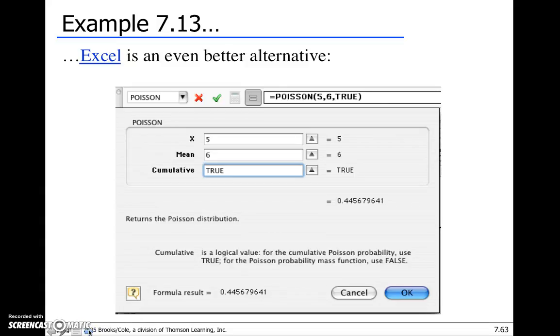Again, there's even a better alternative. Excel, invoking the function Poisson, brings up this window where you fill in the values accordingly. X is equal to 5, the mean mu is equal to 6, and you accumulate in the probability x is less than or equal to 5. You put true here because you're accumulating. And the result is 0.4567961. That's obtaining the probability.